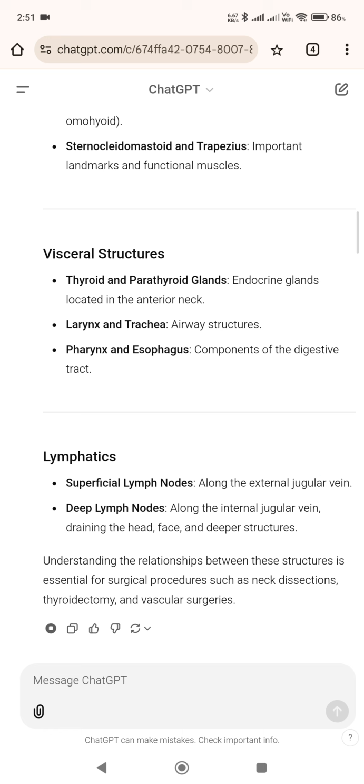Lymphatics, superficial lymph nodes along the external jugular vein. Deep lymph nodes along the internal jugular vein, draining the head, face, and deeper structures. Understanding the relationships between these structures is essential for surgical procedures such as neck dissections, thyroidectomy, and vascular surgeries.